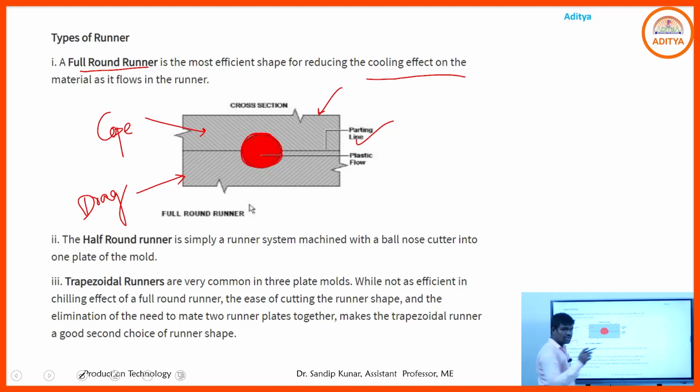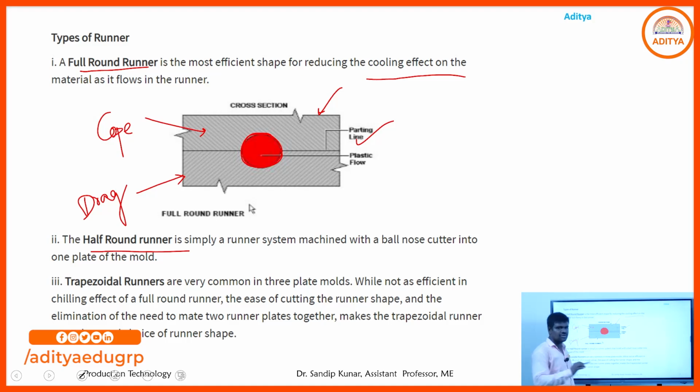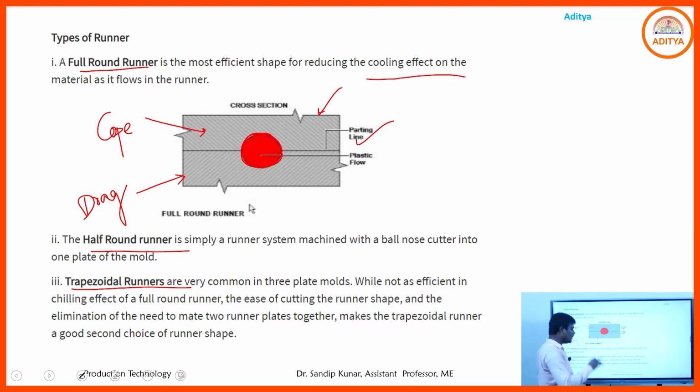So that type of shape is also an economical shape that will reduce the cooling effect on the flowing liquid metal. Another, the half round runner, is also a good shape that reduces the cooling effect, and it will help the liquid metal flow in the proper way to the particular mold cavity. Another is the trapezoidal runner, which is also one of the common shapes, and the flow of the liquid metal is also controlled through that particular trapezoidal shape runner.